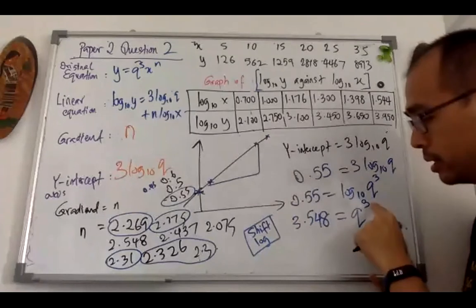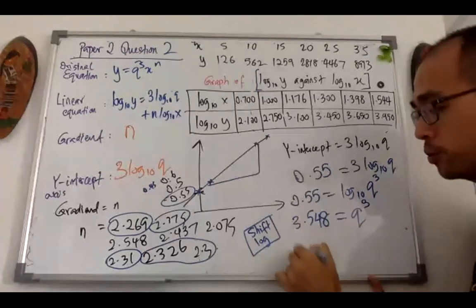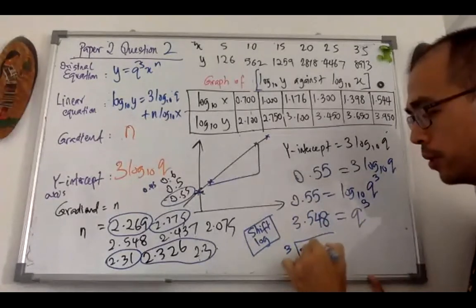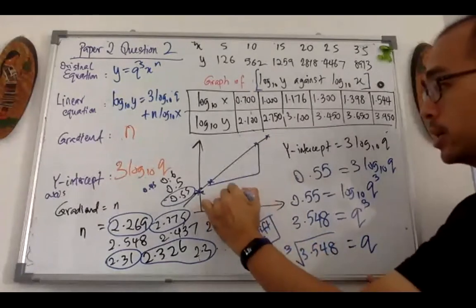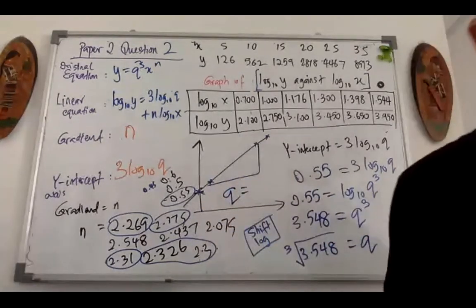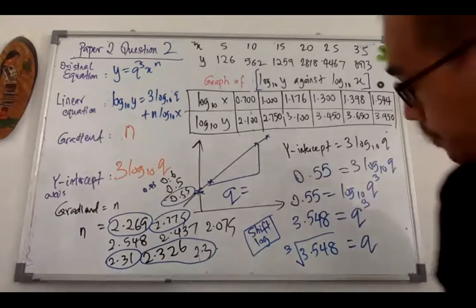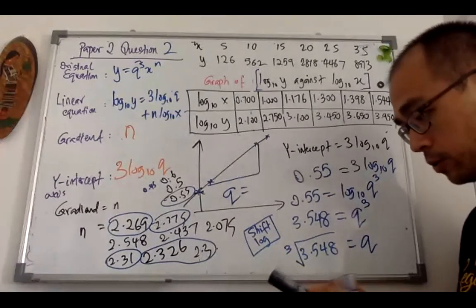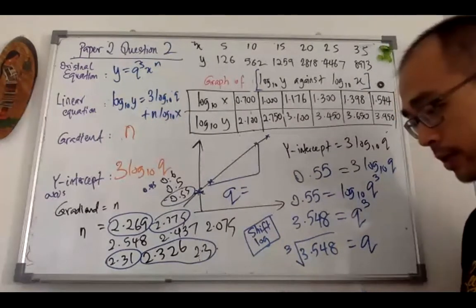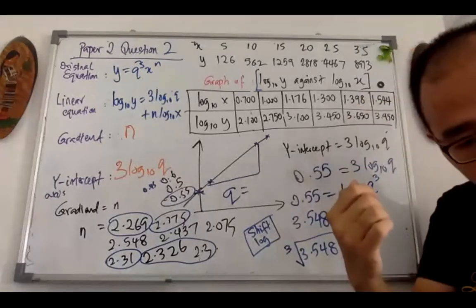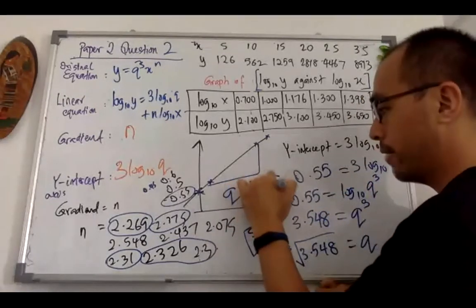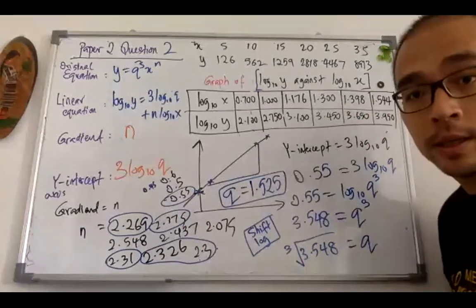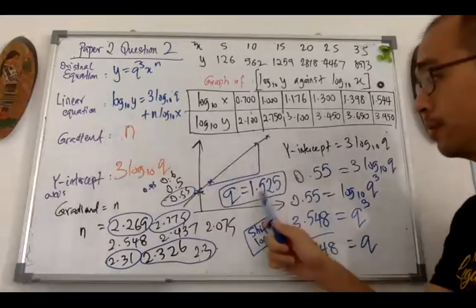So what do I do with the cube? Saya kasih cube root. 3.548 equals to Q. And I should get Q equals to cube root 3.548, 1.525. Okay, 1.525. About lah, lebih kurang. Okay, this would be my final answer.